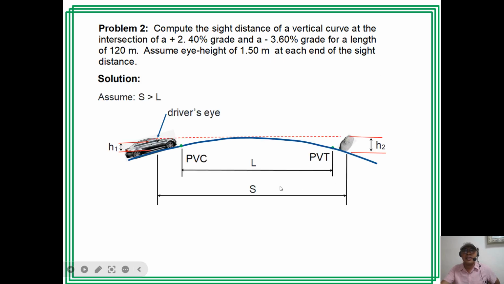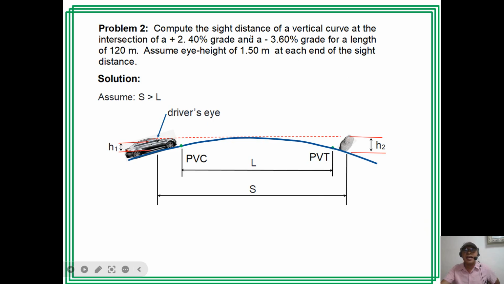So we have here a car, then we have also a car here, or any other object with the height H2 equal to the height of the driver. But on this problem, we have a car here, we have also a car here. The figure was not edited. Okay.